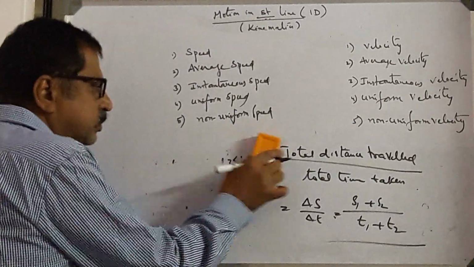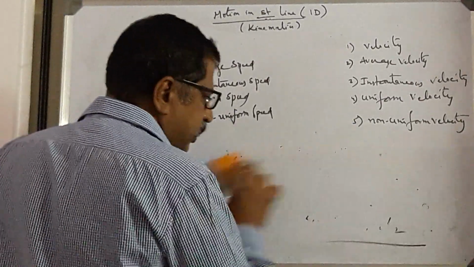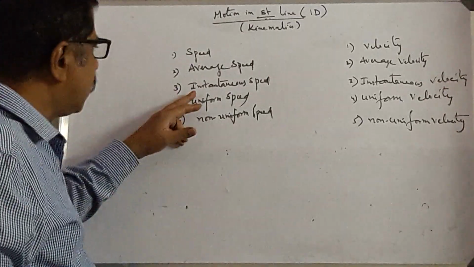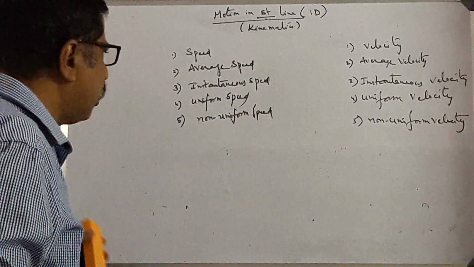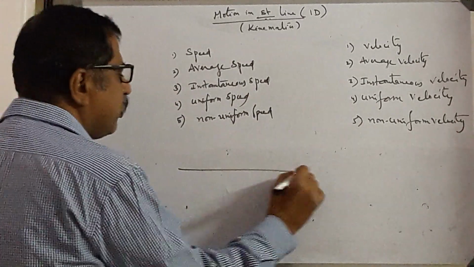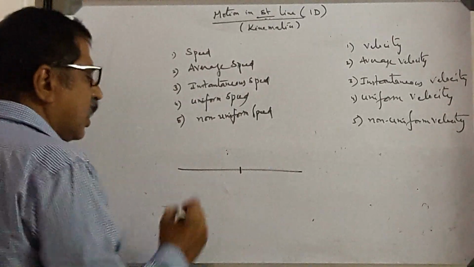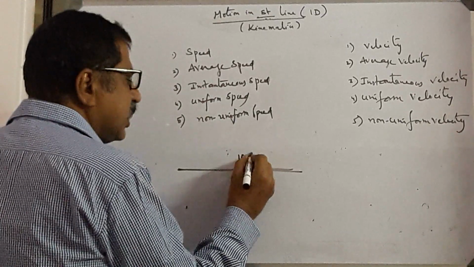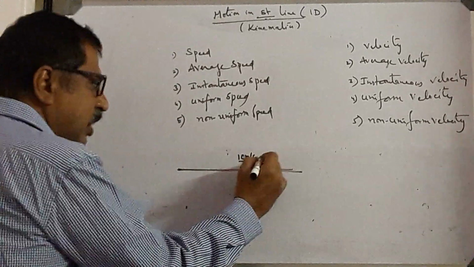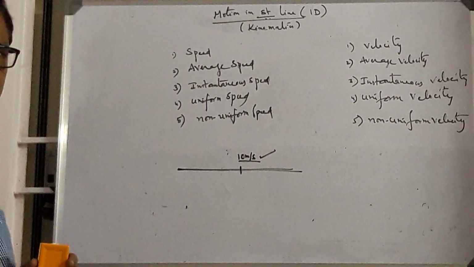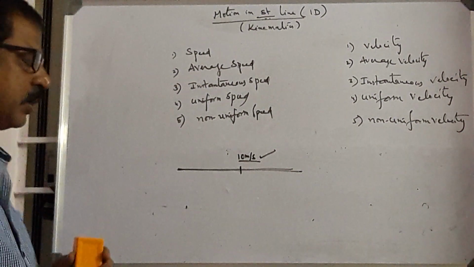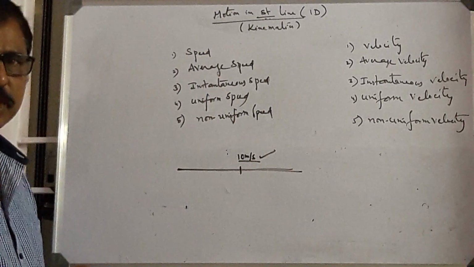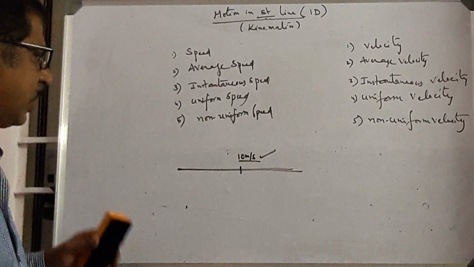Next one, uniform speed or non-uniform speed. Instantaneous speed, we want to know about instantaneous speed. For example, a body is moving like this on its path, and at a particular instant the speed of the body is, say, 10 meters per second. That is known as the instantaneous speed of that body. Instantaneous speed means the speed of a body at a particular instant of time.